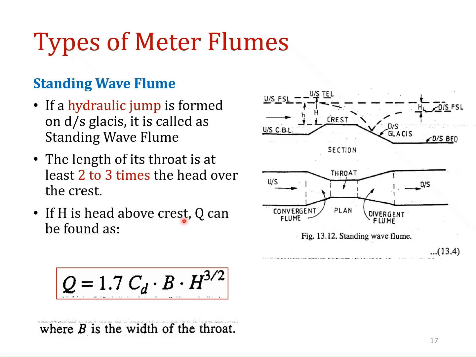If H is the head above the crest, Q can be found like this: 1.7 C_d is the same coefficient. B is the width of the throat right here, whatever the width is, and H is of course the head above the crest. So you plug in this formula and it will give you the flow. Okay. So again, the main purpose of the metering flume is to measure the flow because we want to accurately distribute the water within the network of the canal system.